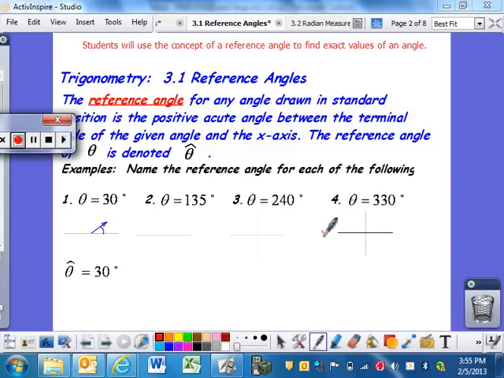This is section 3.1. We're going to talk about reference angles. A lot of you are going to feel like this is, I'm not going to necessarily say redundant, but it's kind of similar to what we have done before. Okay, but now we're going to actually attach what we call a reference angle.